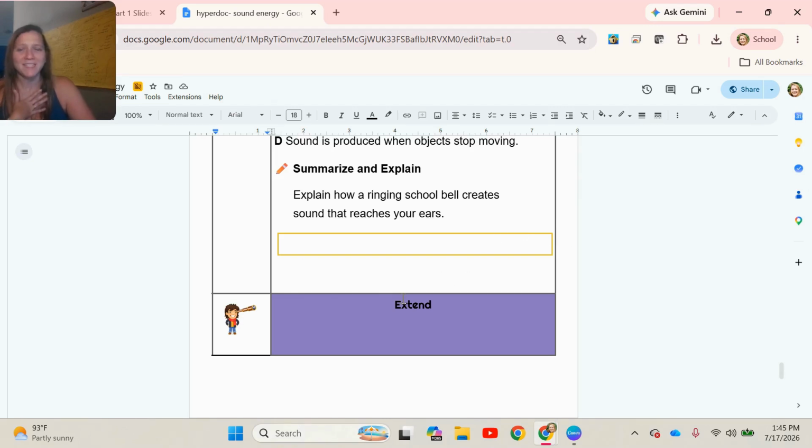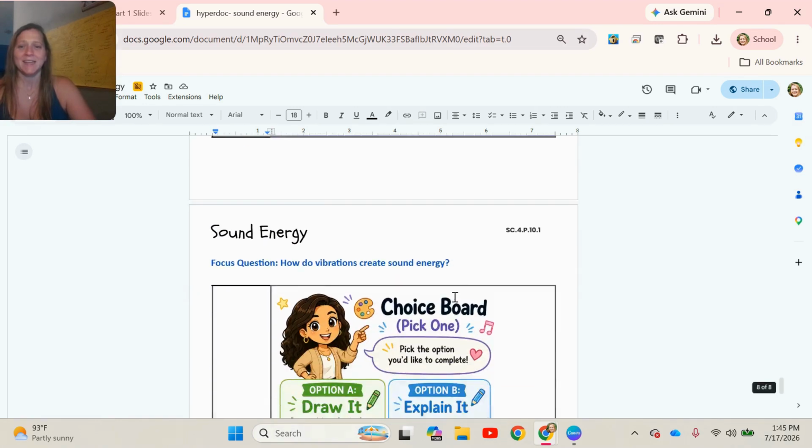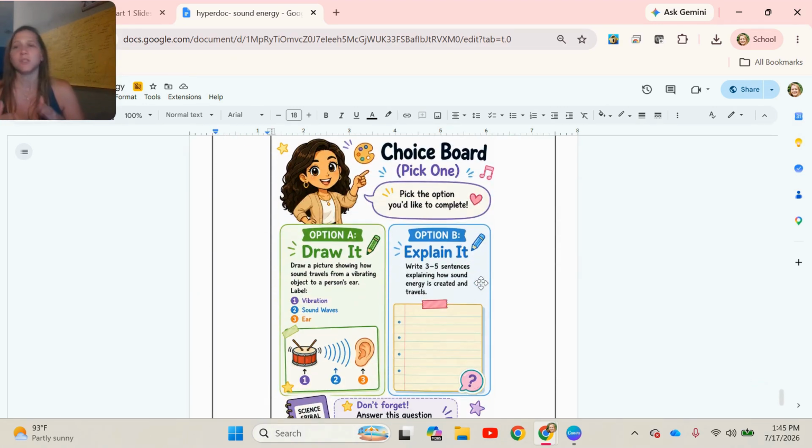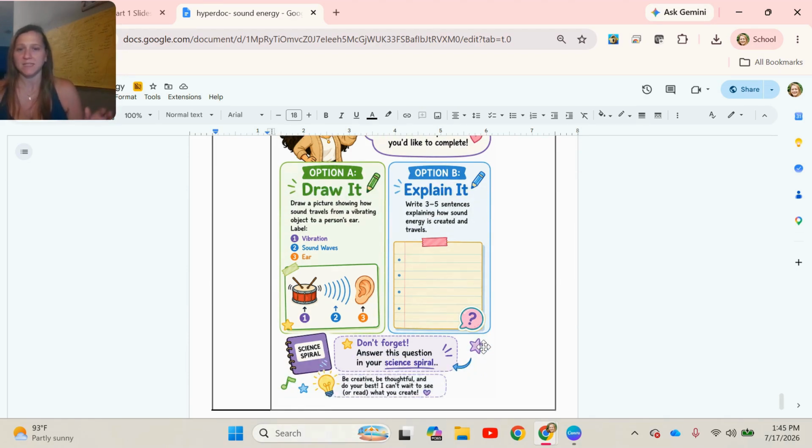And my favorite section is extend. Extend is where you give them the choice to pick something to show that they have learned something. And I always like to extend this beyond the computer. So my options are drawing a diagram and labeling it of how sound starts and reaches the human ear, or writing 3 to 5 sentences explaining how sound energy is created and how it travels.